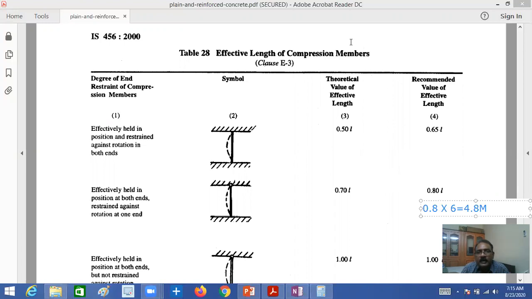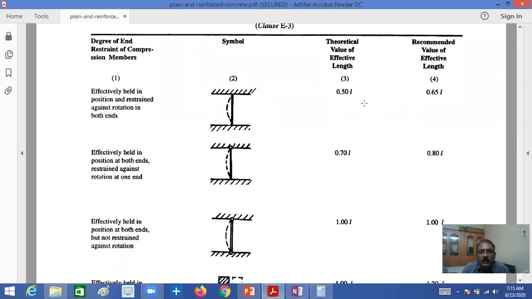In this way we have to calculate the effective length as per clause 25.2 and Table 28. This Table 28 we have to use for the conditions. Today in this video we learned two conditions and how to calculate them. You must remember these two values. Generally they will ask these questions in competitive examinations, and they are very useful in the calculations of problems.